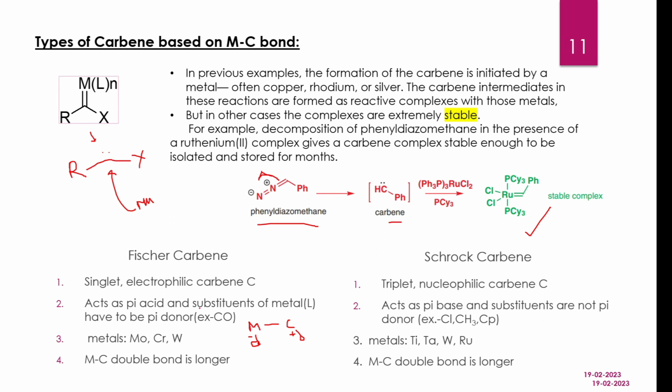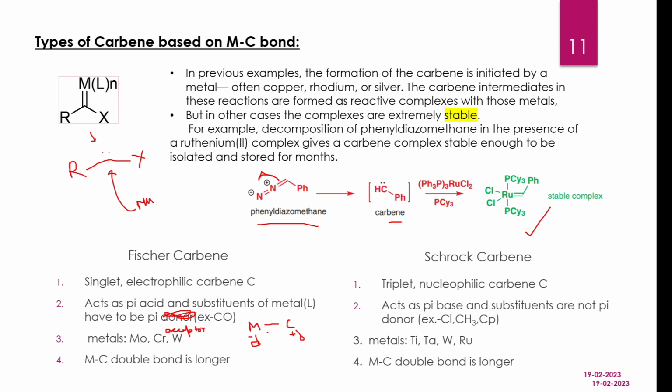Sorry, there is a printing mistake. The substituent on the metal has to be pi acceptor. Why pi acceptor? To stabilize the negative charge on the metal. So it will be delocalized through the ligand, so a carbonyl type of system will be there. It should be connected to the metal to stabilize the negative charge on the metal.